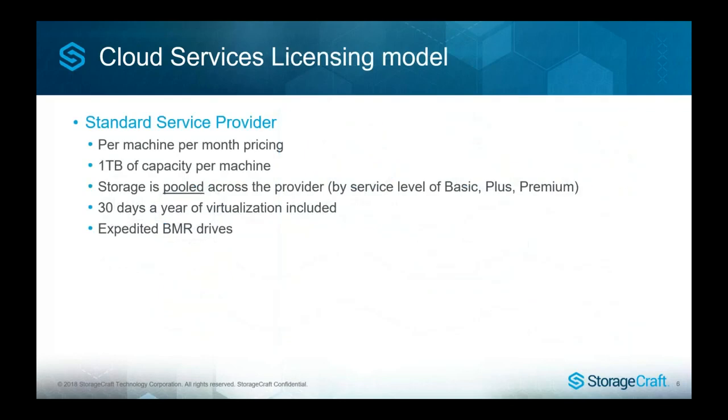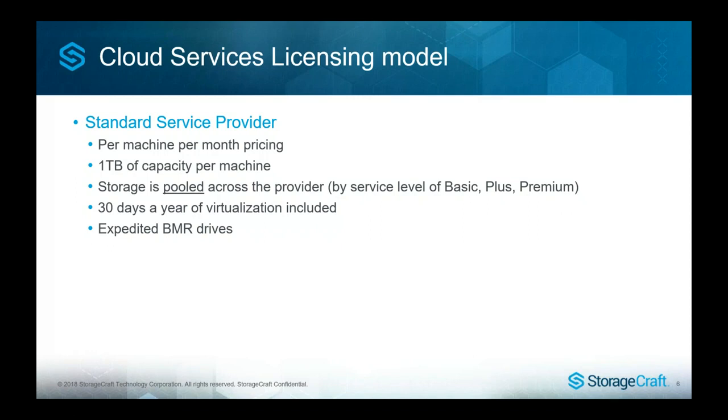So the standard model, and there are different ways we can license this around perpetual and MSP, but most commonly is our MSP per machine per month pricing. Generally for the MSP, each machine that they add into a service level will add an additional terabyte to their pool of storage. So each machine gives you an additional terabyte. If one machine goes over, the average hopefully is under that 1 terabyte per machine, which means there's no overage cost.